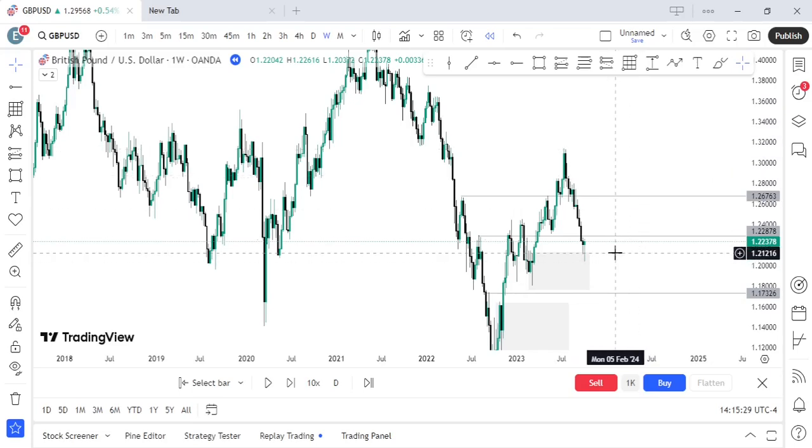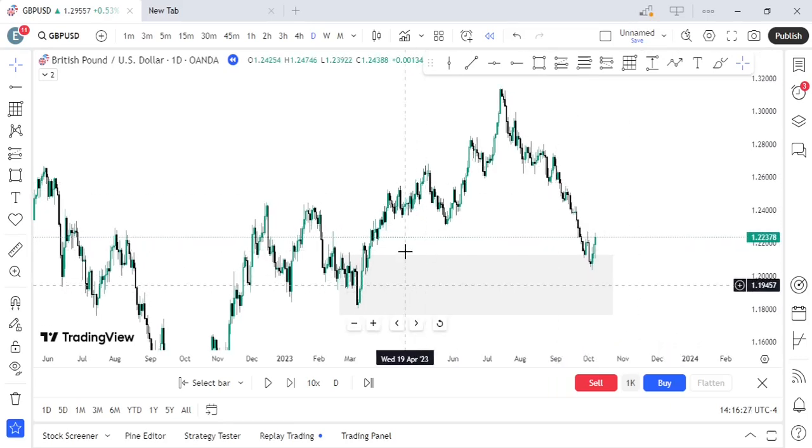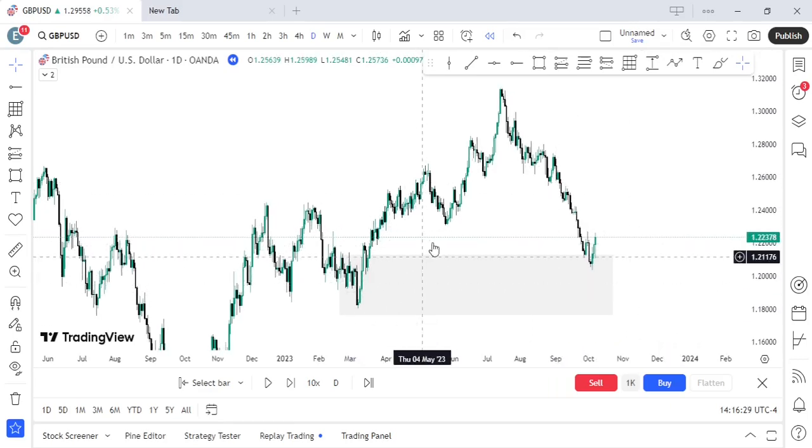So we have our bias. The next thing to do now is to refine down to the lower time frame in order to look for a structure we can use for our trade setup. Now let's go down to the 1 day time frame. Okay, so this is the daily time frame. As you can see, all this right here is our order block on the 1 week time frame, right?